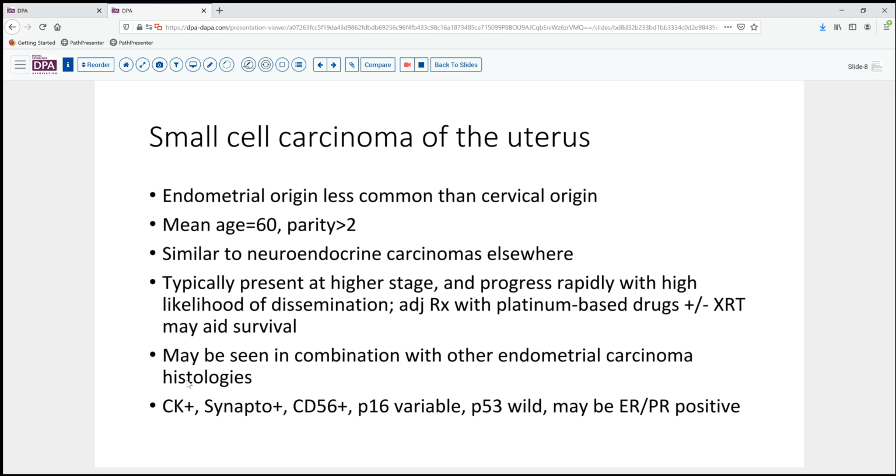And not uncommonly, these lesions can be seen in combination with other carcinomas, as in the cervix. We see it with adenocarcinomas or squamous carcinomas. In the endometrium, sometimes we can observe it with other types of endometrial adenocarcinoma.